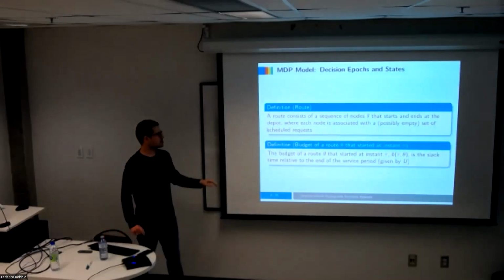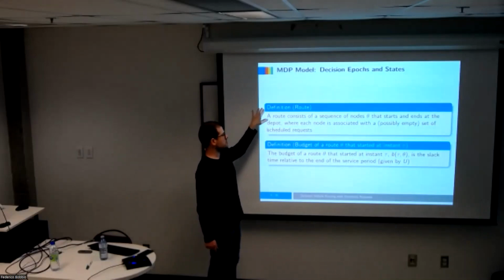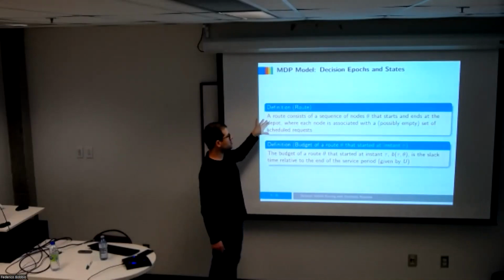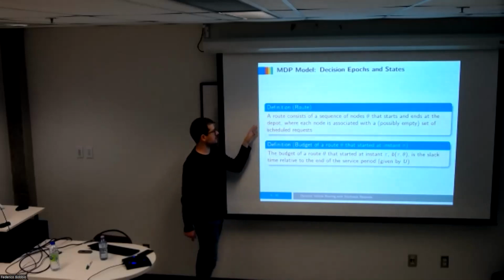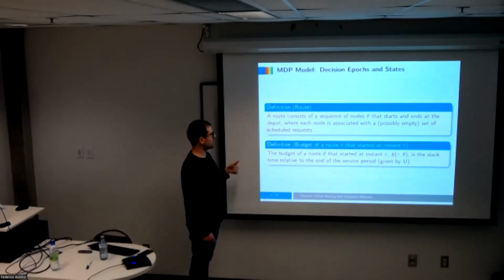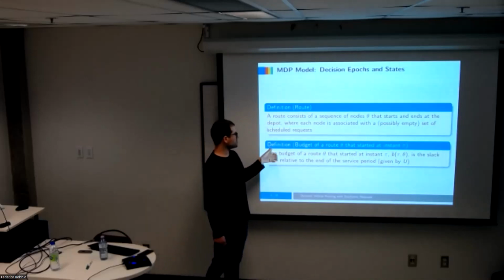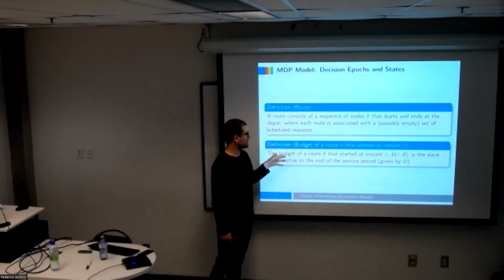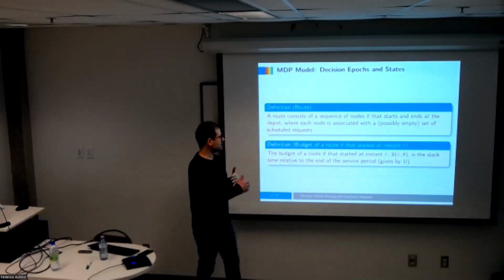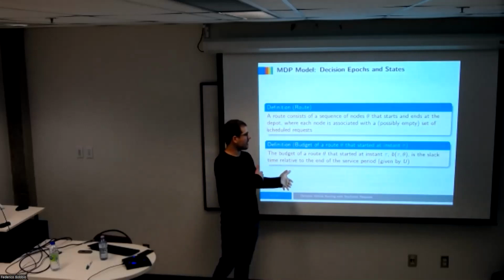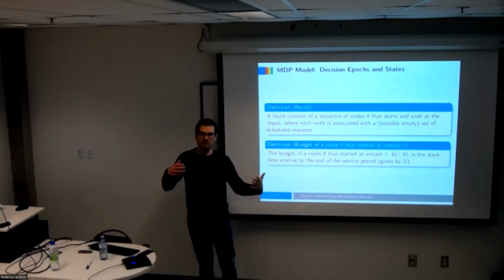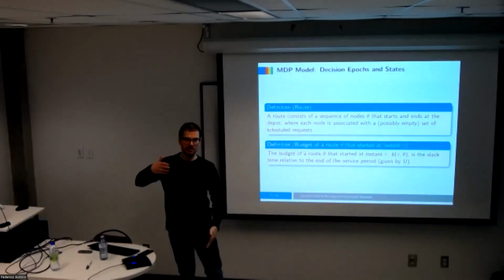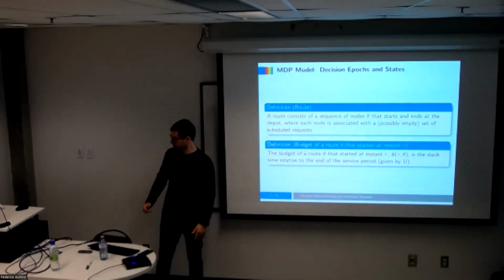I have a couple of definitions. So a route is just a sequence of nodes in the network, and for each node in the sequence, you have associated with it a set of scheduled requests, or requests that you're going to serve once you arrive at the node. And the definition of a budget, which is pretty common in dynamic vehicle routing, is how much time you have left along a route. So the budget of a route is how much time left you have to try to fit all the requests before the service period finishes.